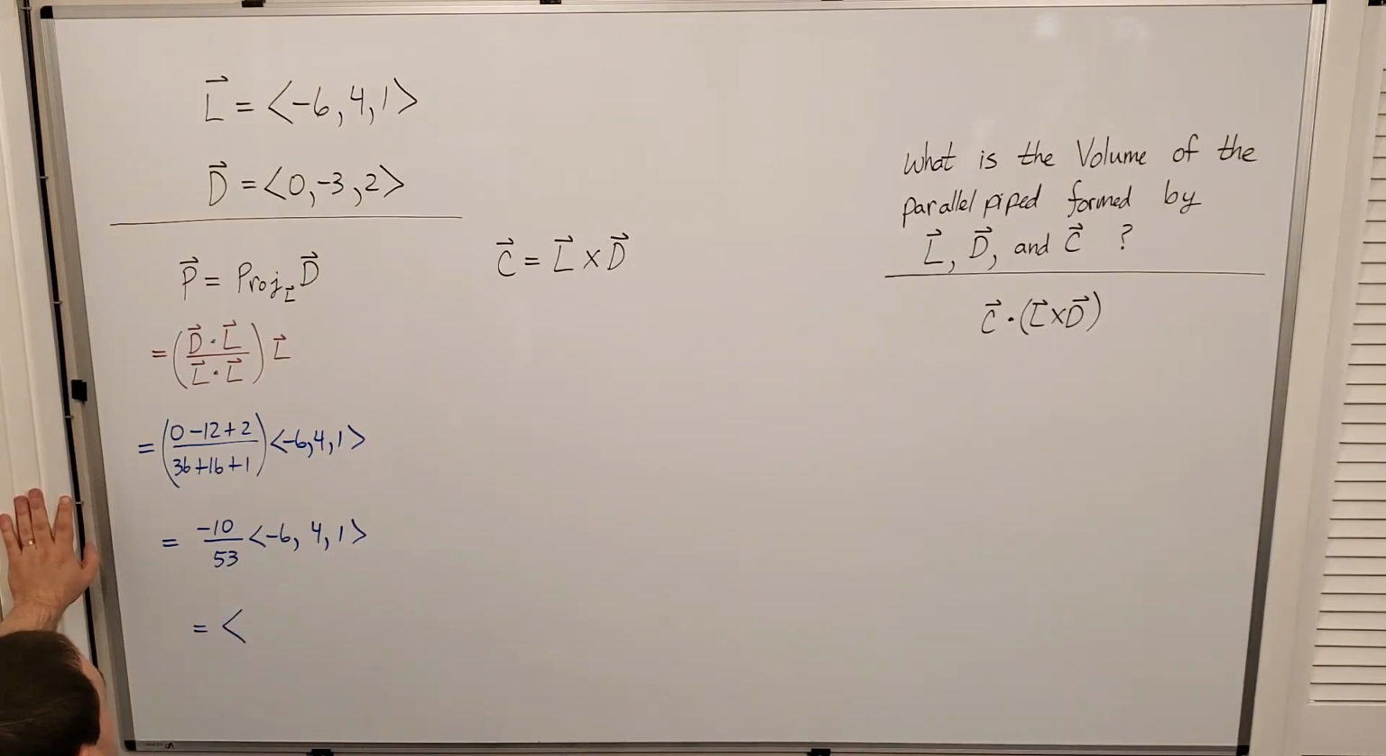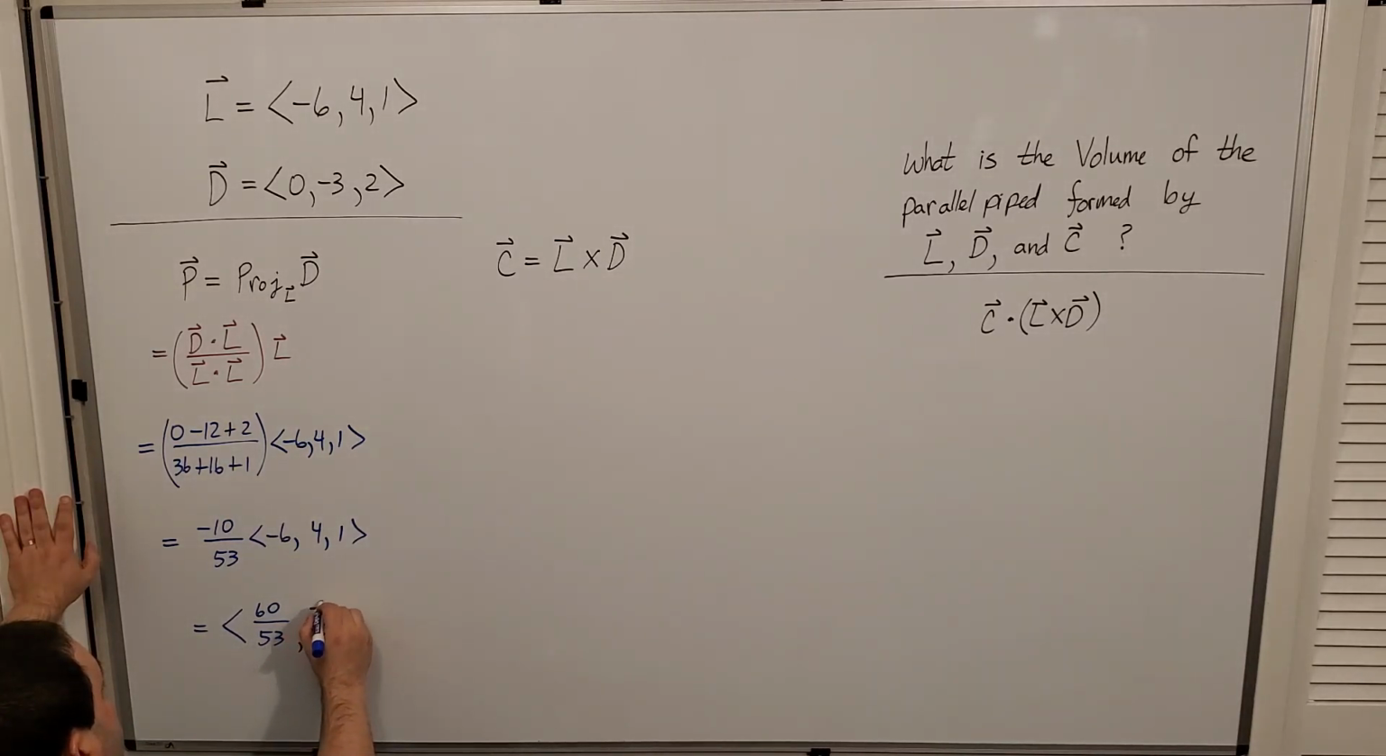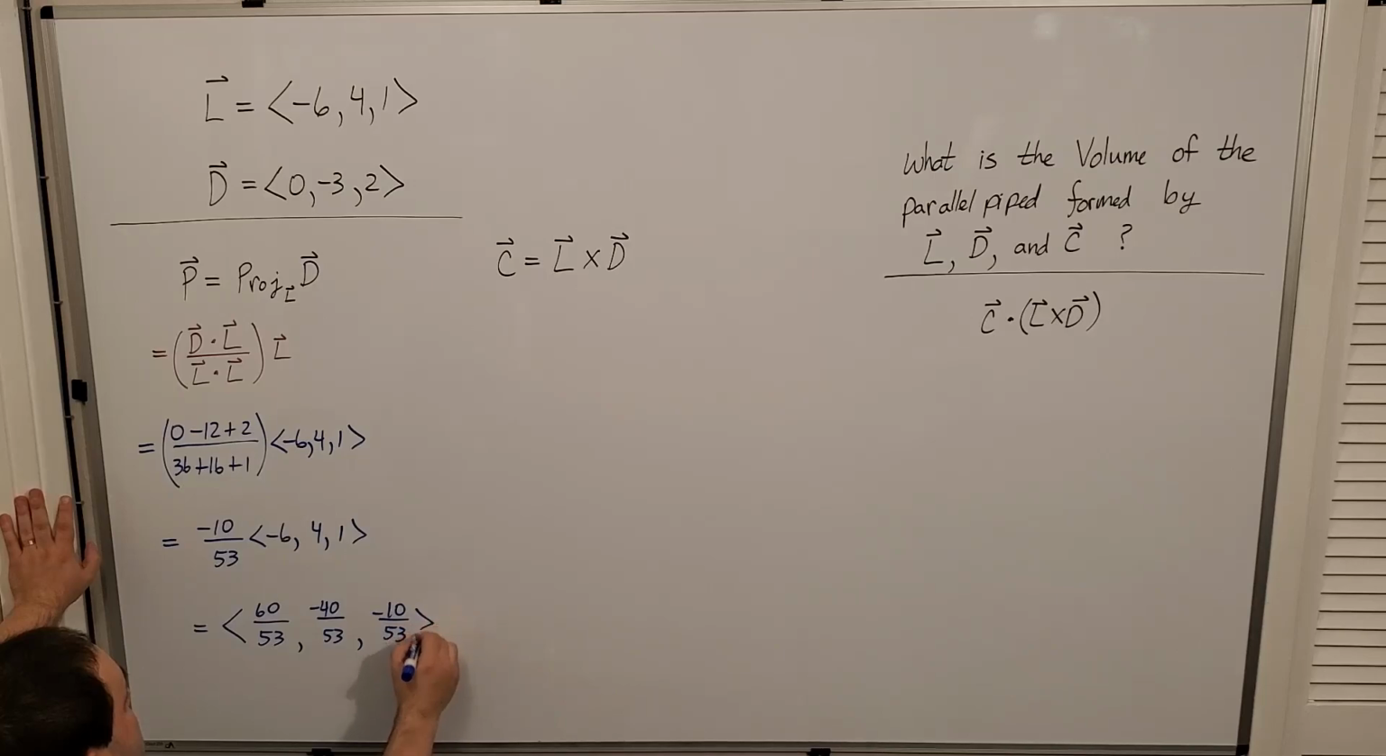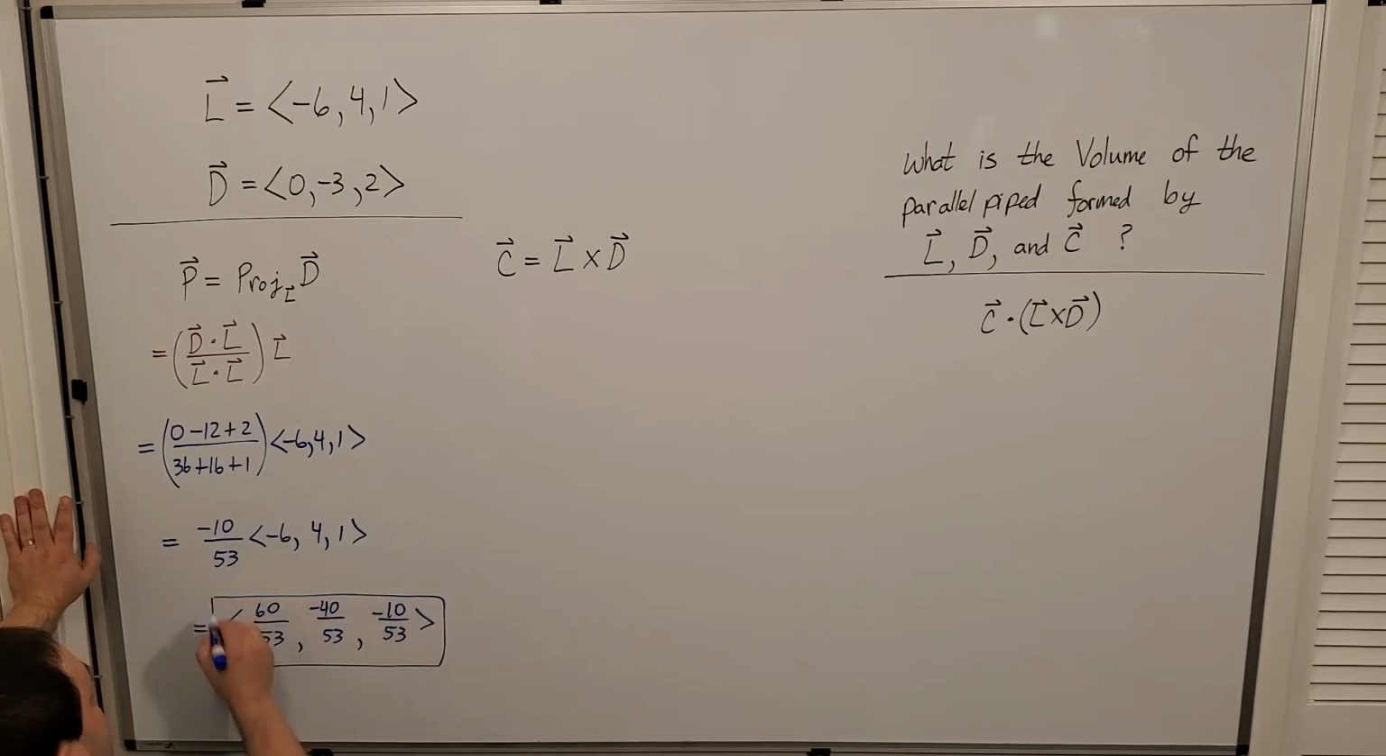Finally, I can just go ahead and write it out. That gives me 60/53, -40/53, and naturally -10/53. This would be the P vector, the projection of D onto L.